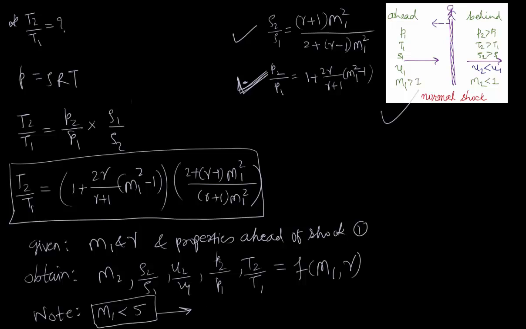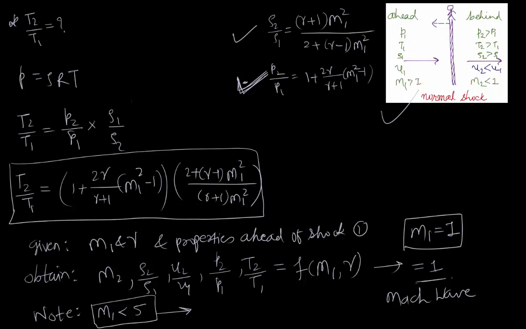And if M1 equals 1, then all these terms will also become 1. And as we have seen earlier, this is a case of a Mach wave. We can also say it's a sound wave, or we can also say it is an infinitely weak normal shock.